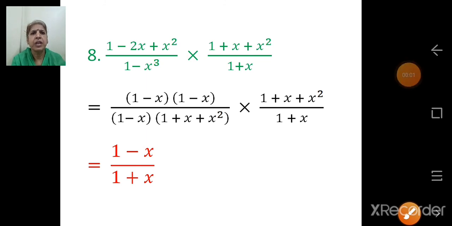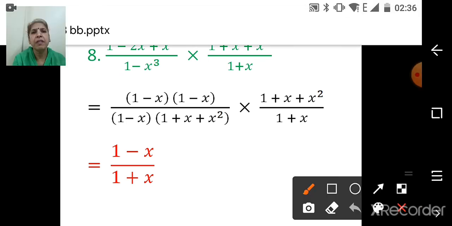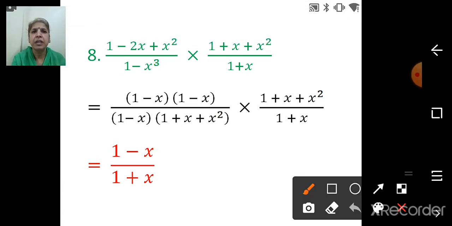Next question: (1 minus 2x plus x square) upon (1 minus x cube) multiplied by (1 plus x square) upon (1 plus x). So let's find the factors. Here the numbers are simpler, so we will directly write the factors. 1 minus 2x plus x square is actually a perfect square.